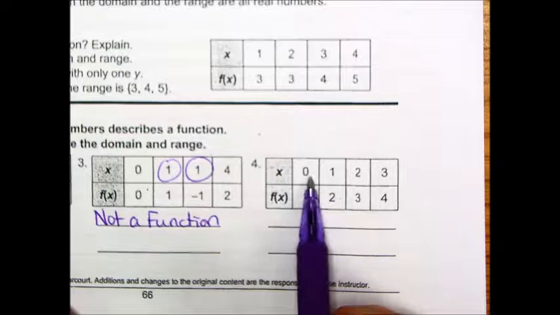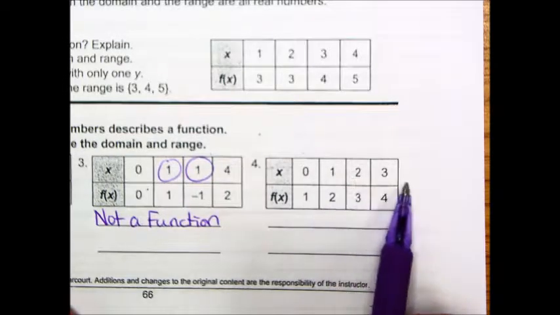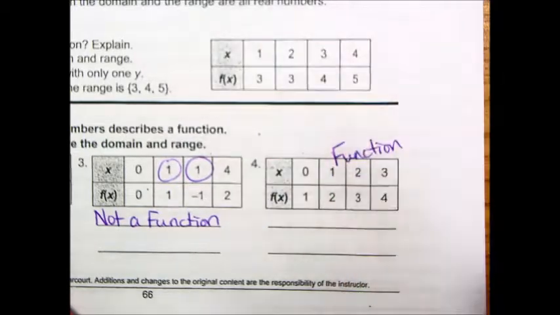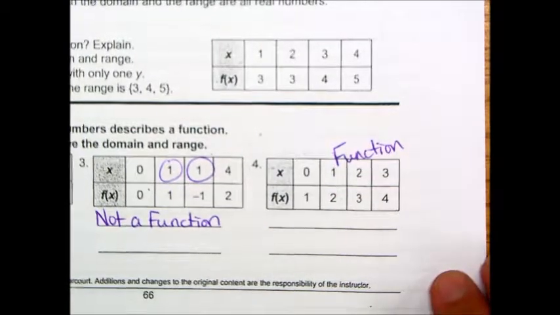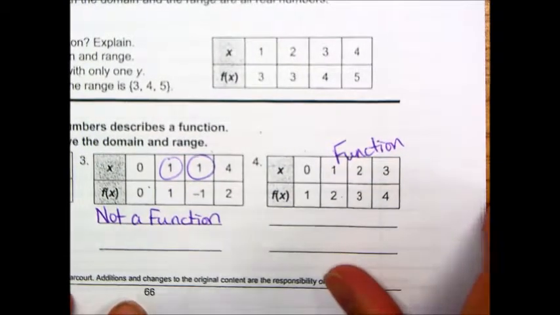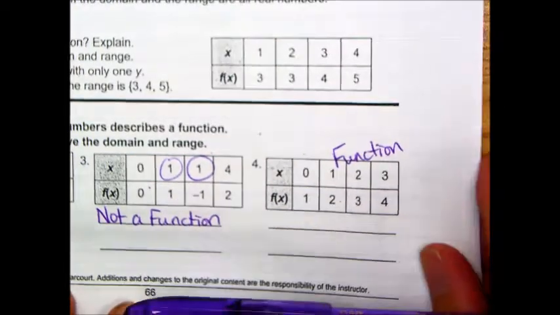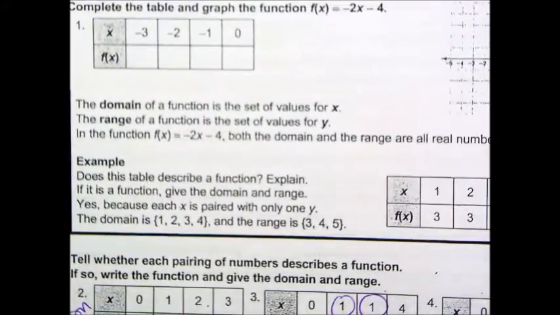But if we go back to this table right here, no x values are repeating, so this would be considered a function. So we have learned how to look at a table and tell, is it a function or is it not a function? And then what we're going to go ahead and do as well is we talked a little bit about the terms domain and range in lesson 3.1.